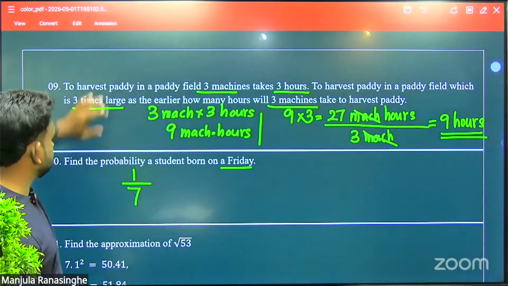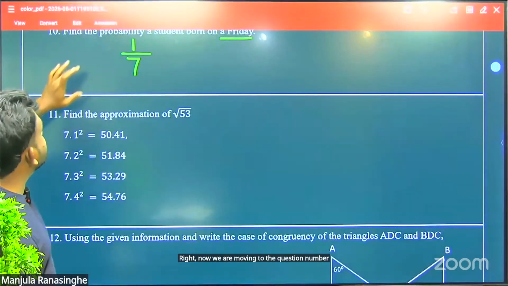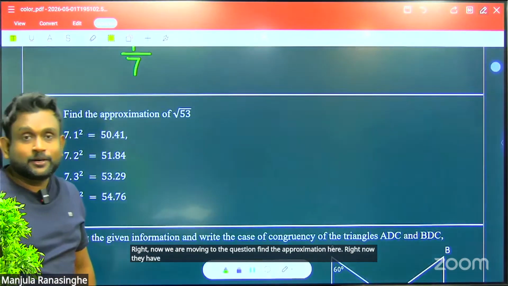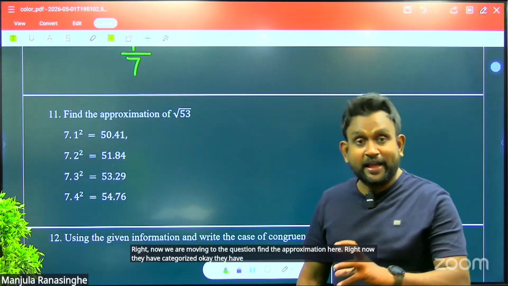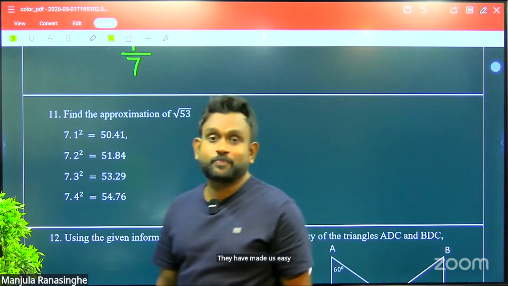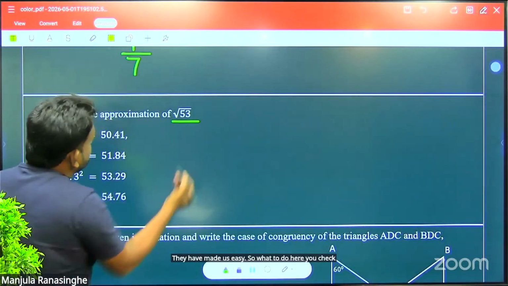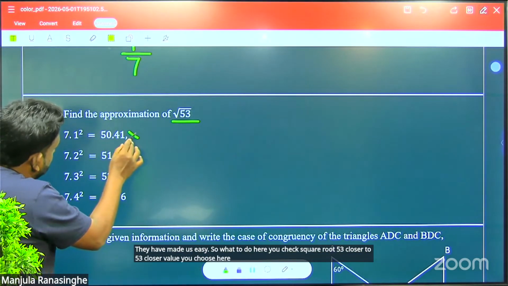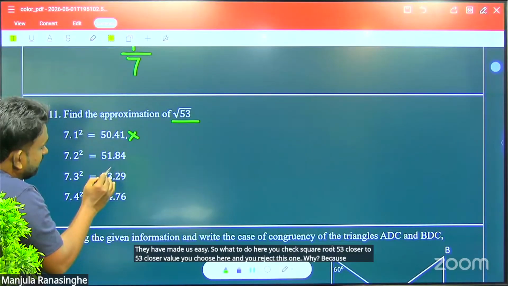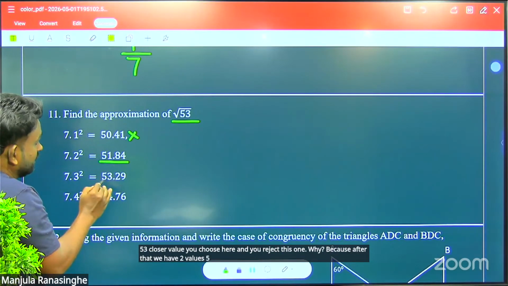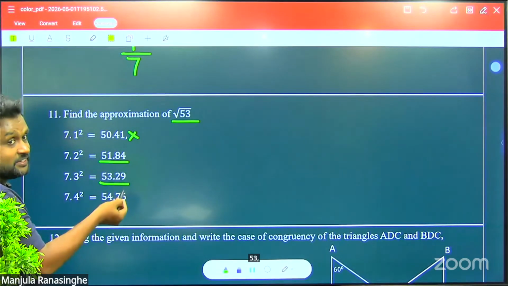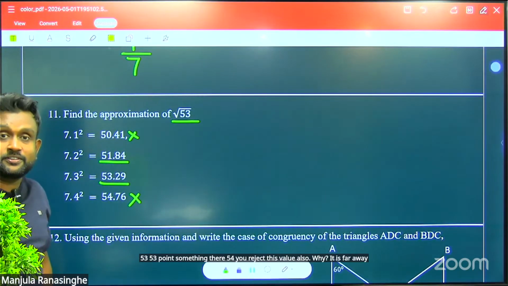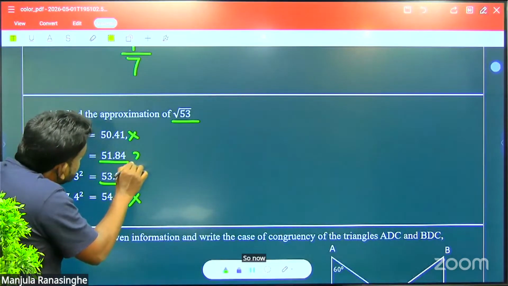Right, now we are moving to question number 11. Find the approximation here. Right, now they have categorized, okay, they have made it easy for us. So what to do? Here you check square root 53, you choose the value closest to 53. You reject this one. Why? Because after that we have two values, 51 something there, 53 point something there, here 54. You reject this value also. Why? It is far away from 53. So now you depend upon these two values.